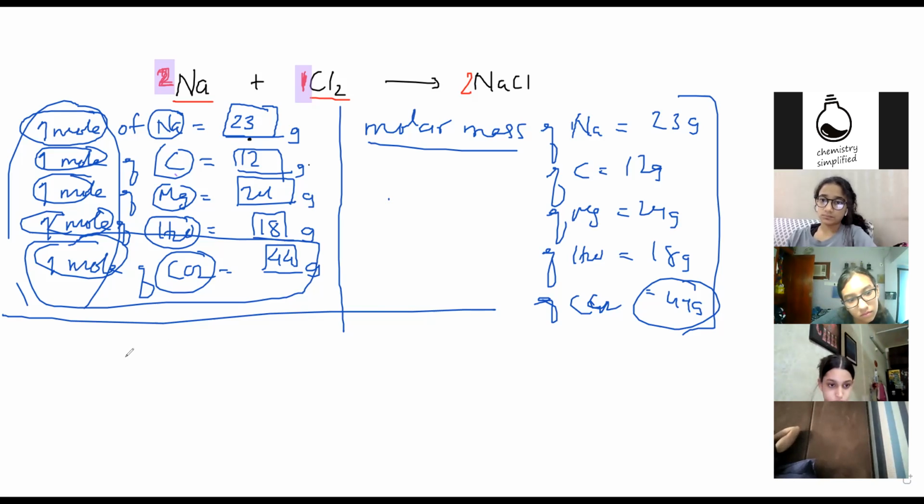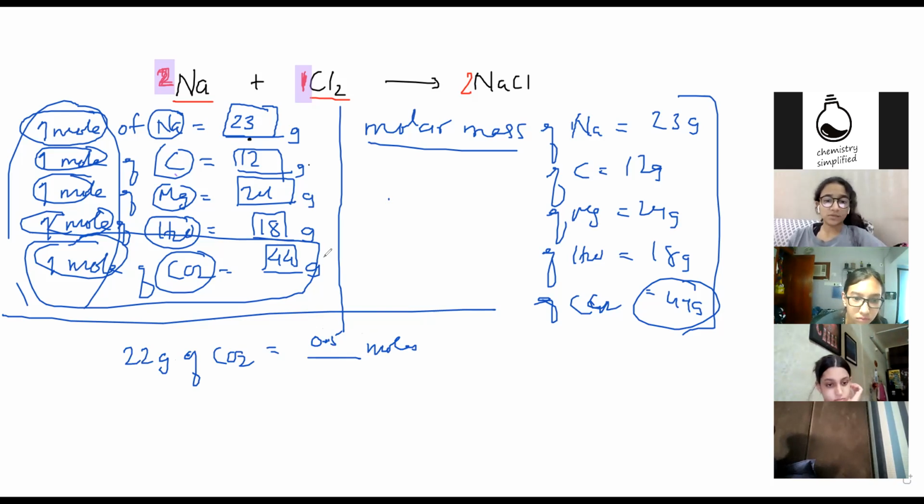Okay, Rihanna, if I take 22 grams of carbon dioxide, how many moles will that make? Half a mole, which is 0.5. Okay. Now this was very easy and simple because if 44 gram makes 1 mole, so 22 gram is half of that, so it will be half. That was fine. Okay. Next question.